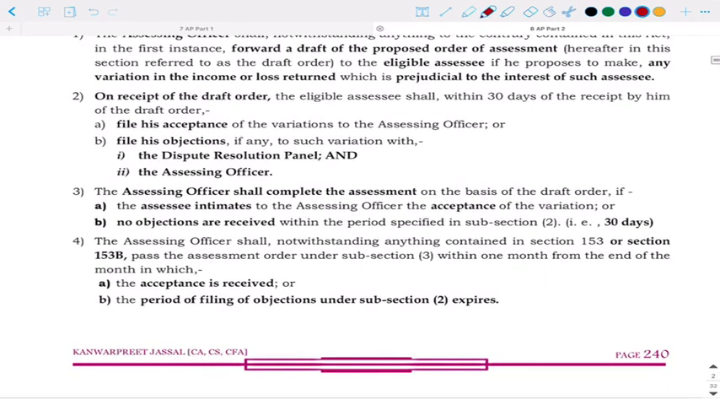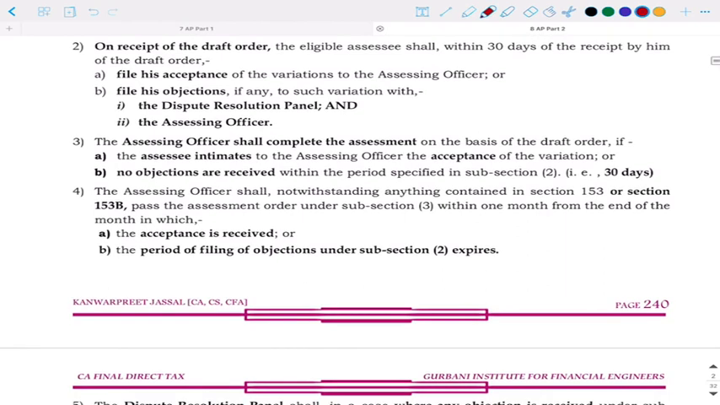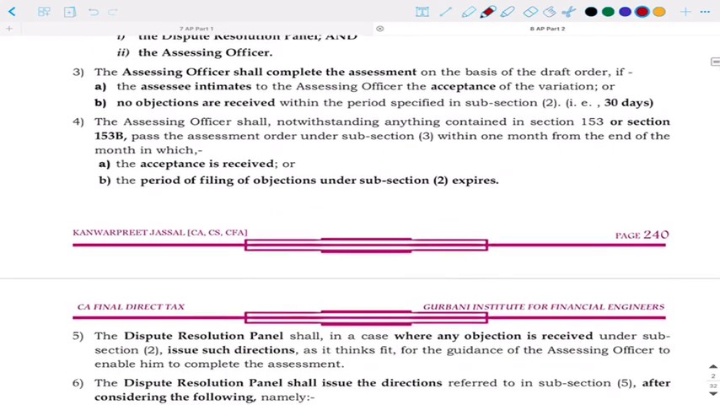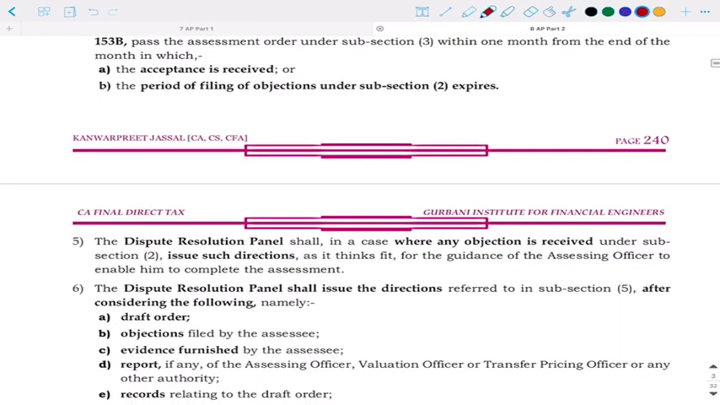And for closing this assessment, the assessing officer will get 1 month from the end of the month in which acceptance is received or the period of filing of objection expires. So till now we have only studied 2 times 30 days period. The SSE gets 30 days to challenge, and the tax authorities get 30 days time from the end of the month to complete the assessment.